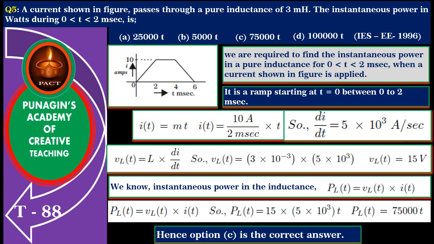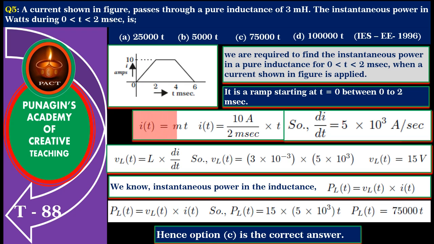Friends, in this problem, we are required to find the instantaneous power in a pure inductance for t between 0 to 2 milliseconds when a current shown in figure is applied across it. Remember, average power consumed in a pure inductance is 0. But here, observe the waveform. It is a ramp starting at t is equal to 0 between 0 to 2 milliseconds.